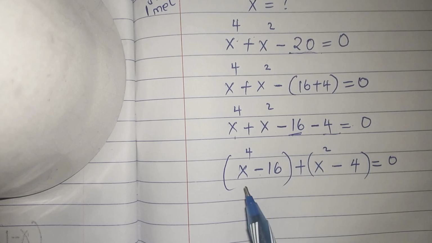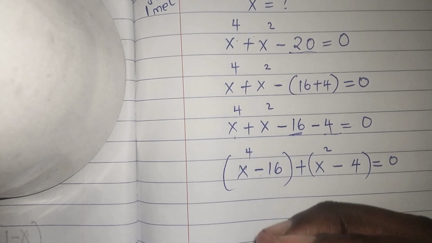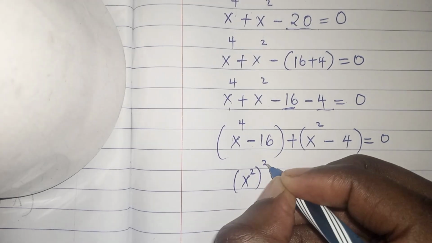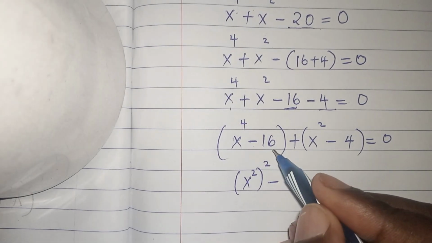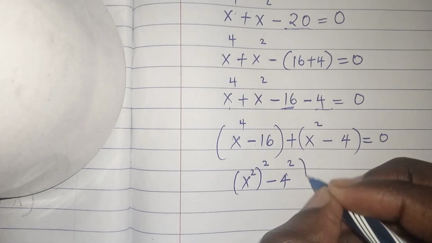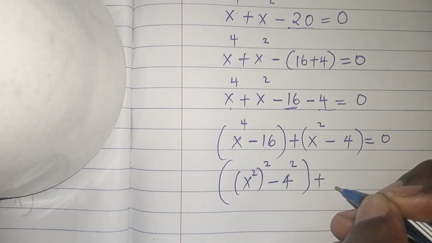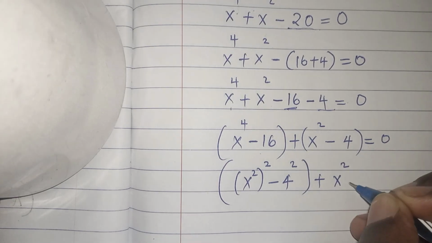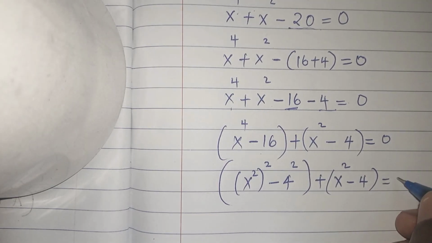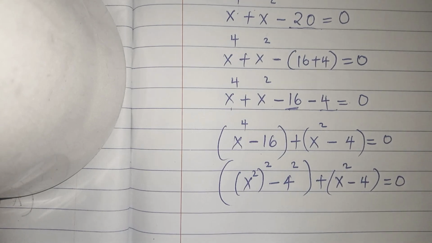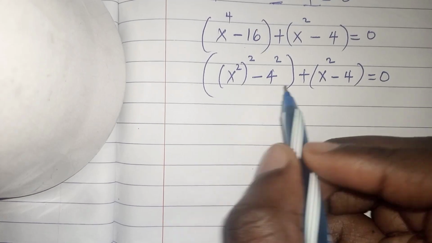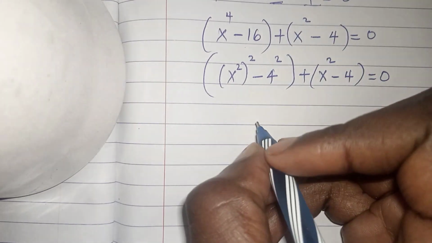Our next step, x to the power of 4, we can write it as x squared, all this squared, minus 16, we can write it as 4 squared, into brackets plus x squared minus 4 into brackets is equal to 0, right? So from this point, you can see this is a difference of two squares. We can solve it using this identity.